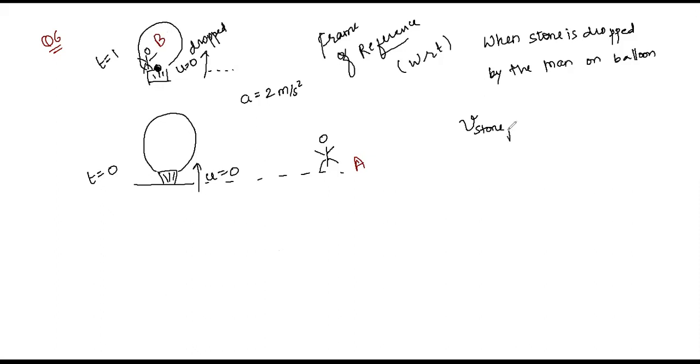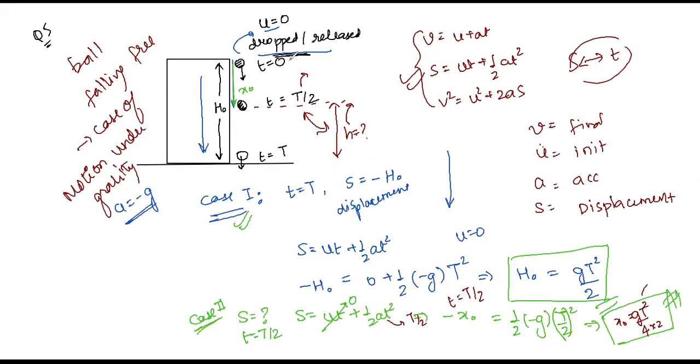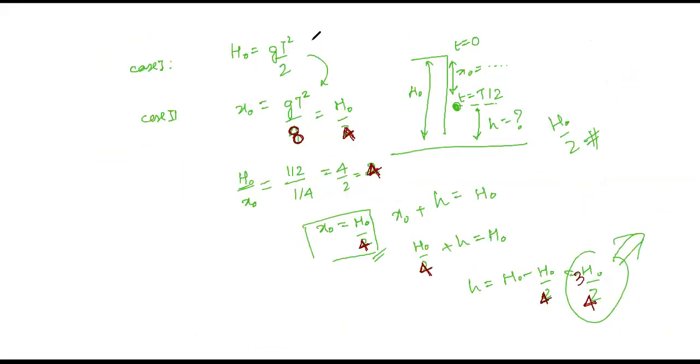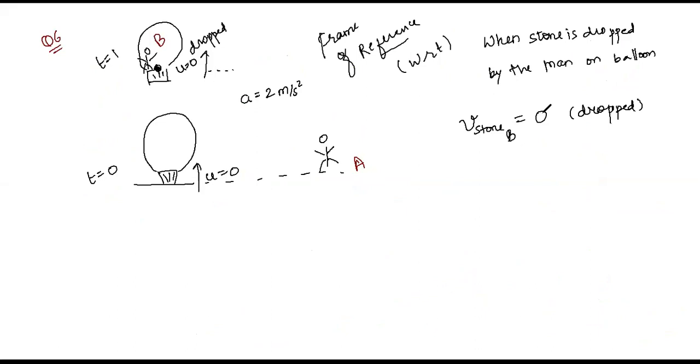Now we will have the velocity of stone with respect to the man on the balloon equal to 0. Why? Because in the question it is written dropped. We just discussed in the last question, whenever we talk about dropped, it means it has been released. You don't apply any other energy to it, or no other velocity has been given to it. So the velocity of the stone is 0 with respect to this man. But what about the velocity of the stone with respect to A? Is this also 0? No.